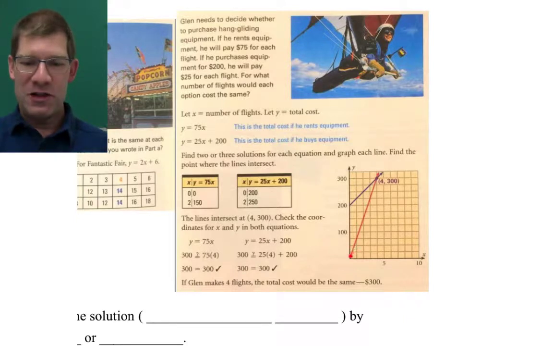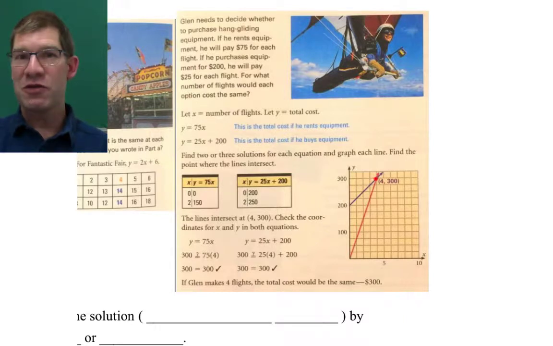So this first line here is for the equipment rental. That is cheaper on the outset, but then as he goes, like on one flight, what does it cost? And 2 and 3 and 4 and 5 and so on, the cost goes up because he's paying to rent every time. Well, if he were to buy the equipment, it's going to cost him $200 outright, but then it doesn't cost him quite as much to go because he doesn't need to pay to rent the equipment every time. And where does he break even? It's this point right here. That's where those two meet.